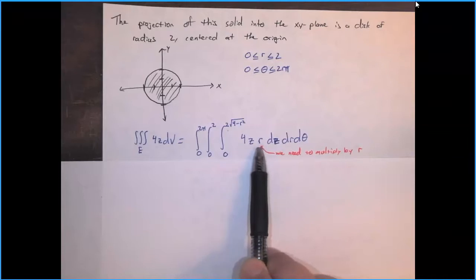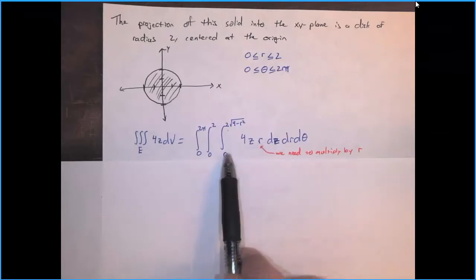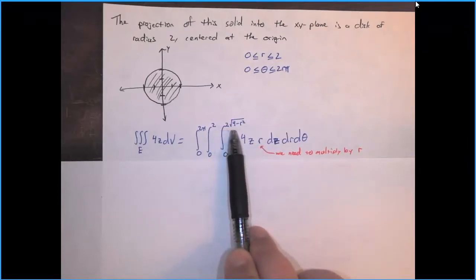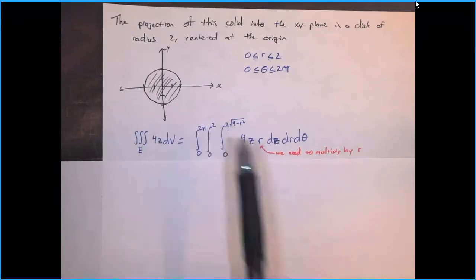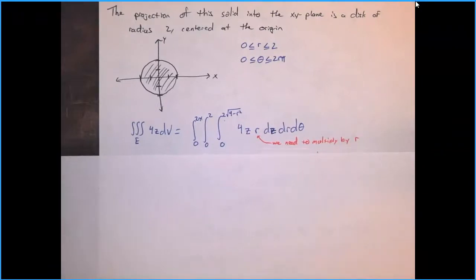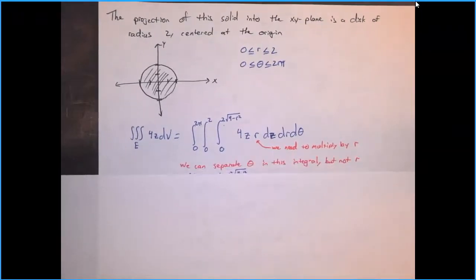So 4z gets multiplied by r. Our z bounds were from 0 to 2 times the square root of 4 minus r squared. r went from 0 to 2, and theta goes from 0 to 2 pi. Now we can partially separate this integral. We can't completely separate it. We can separate it in theta, but not r.